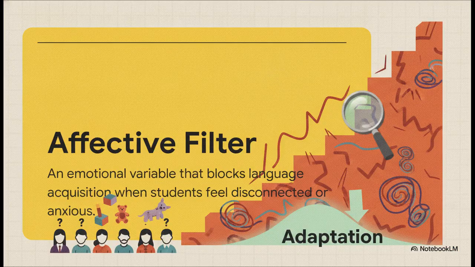So, the science behind that awful silence we were just talking about goes back to Stephen Krashen's affective filter. Think of this as an emotional variable that acts literally like a wall in the brain. When a student feels disconnected or anxious or intellectually underestimated, boom, this filter goes up. And when it's up, language acquisition is completely blocked. No learning is getting through. When we infantilize adult learners with generic textbook topics, we are actively raising their anxiety and shutting down their ability to learn. Strategic adaptation, therefore, is exactly how we lower that filter.